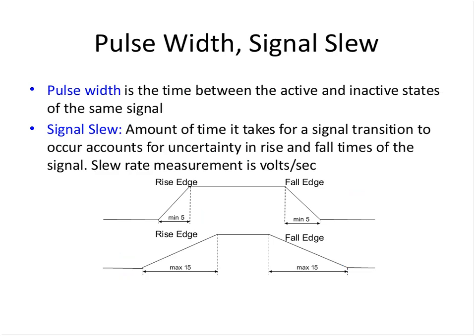Other important things that STA checks are pulse width and signal skew. Pulse width is the time between the active and inactive states of the same signal. When is pulse width important? Pulse width is very important for memory. So the hard memories, that is the full custom memories, like single port or register file, have a min pulse width check on the clock.